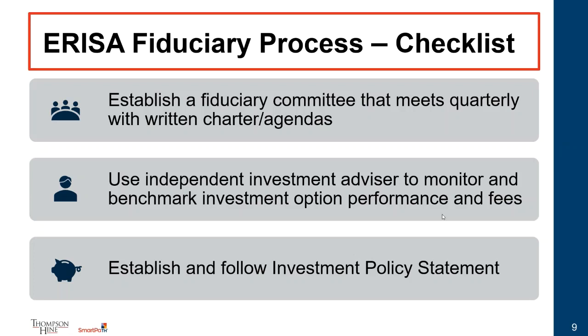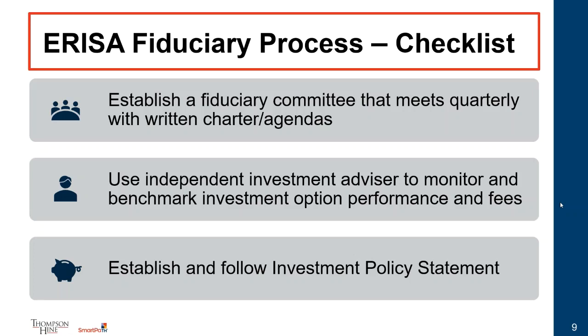So you need to make sure that if you don't have a committee, you should set one up. If you do have a committee, make sure you have good updated delegations, charters, agendas, and minutes, and that you're meeting quarterly. Okay. When you meet quarterly, you want to make sure that you have an independent investment advisor to work with you. Many of you probably already have independent investment advisors.